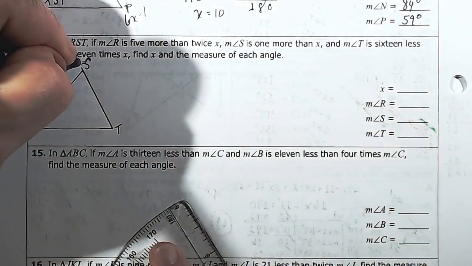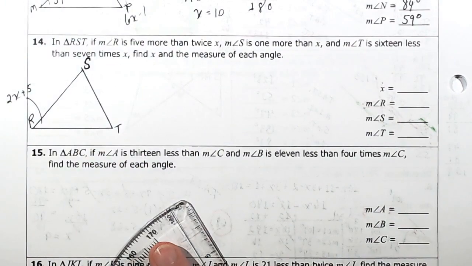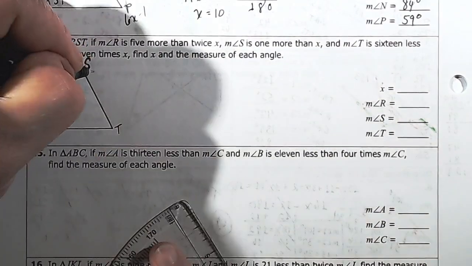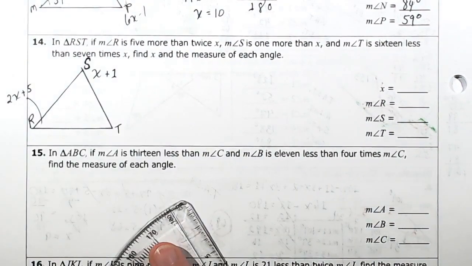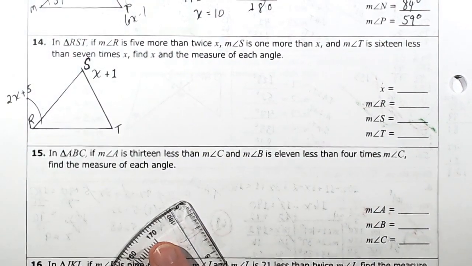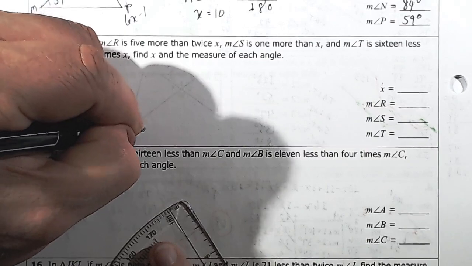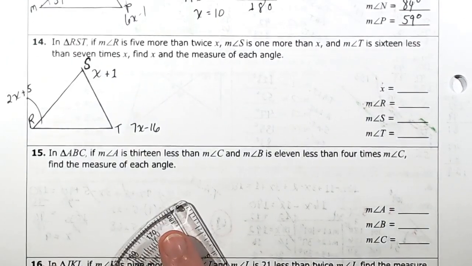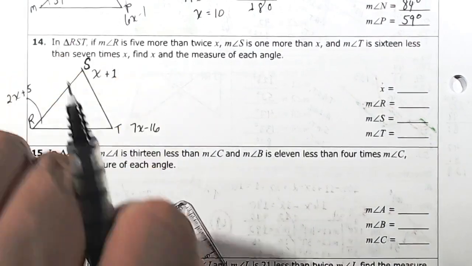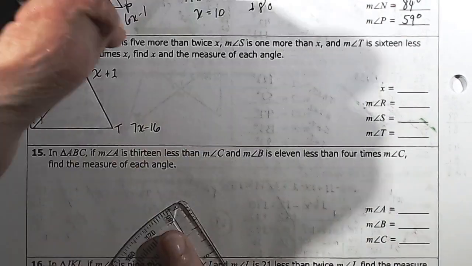This is angle S here, 1 more than x, so that's x plus 1. And T is 16 less than 7 times x, so 7x minus 16. We're doing the same thing again, guys. We're just going to add all these up and subtract from 180.